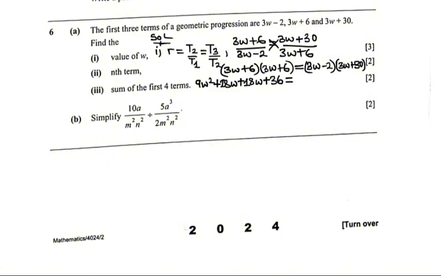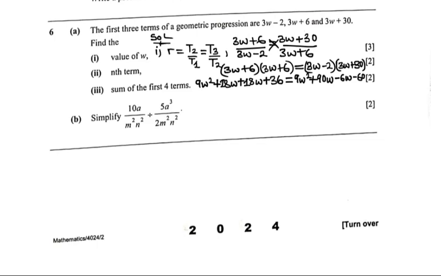3w times 3w gives us 9w squared. Then 3w times 30 gives positive 90w. Then negative 2 times 3w gives negative 6w. Then negative 2 times positive 30 gives negative 60. So now we collect like terms.